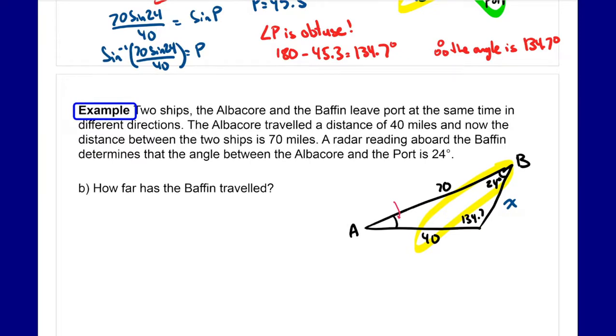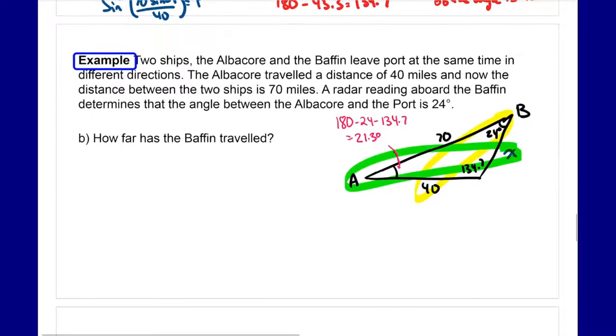Because I'm looking for X, or this side, I need to have my angle there. I need to figure out that angle to have half a pair at least. So I am going to have to use the other angle. So 180 minus 24 minus 134.7 gives us an angle of 21.3 degrees. Now I have enough information to go through and solve.